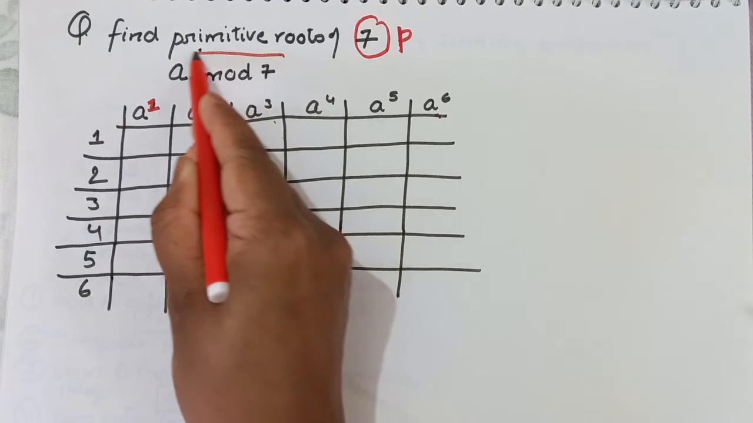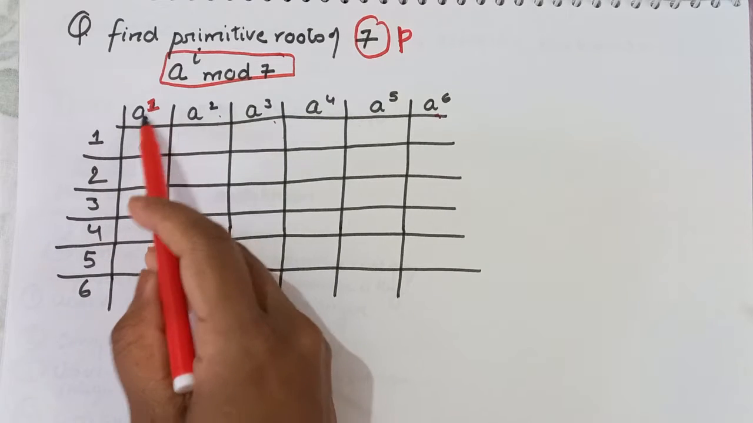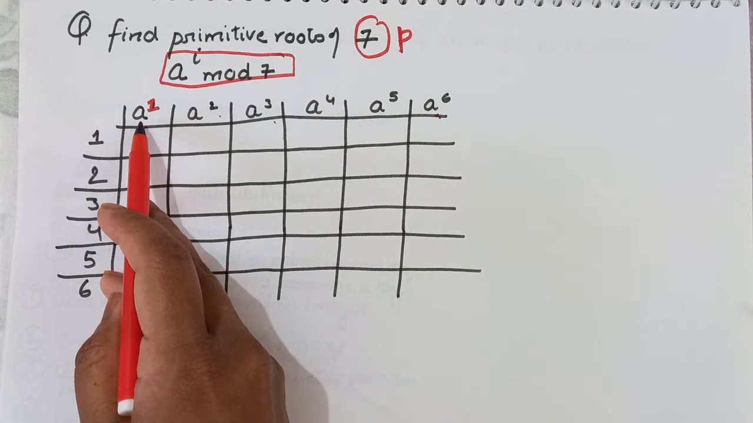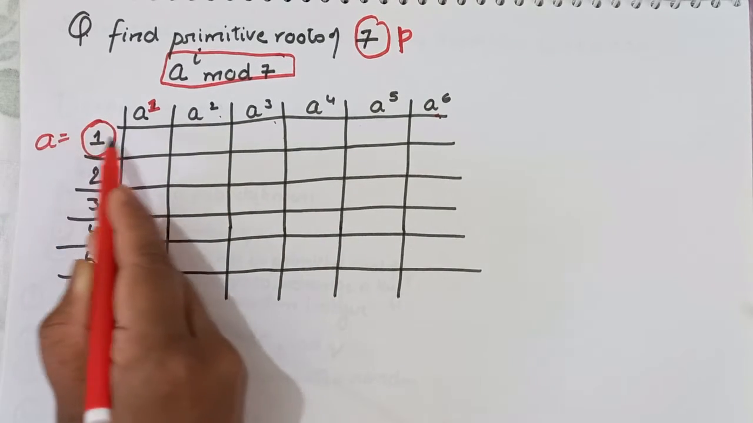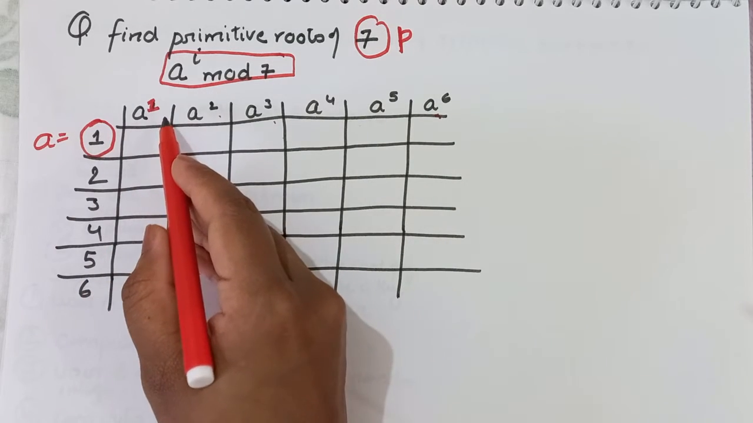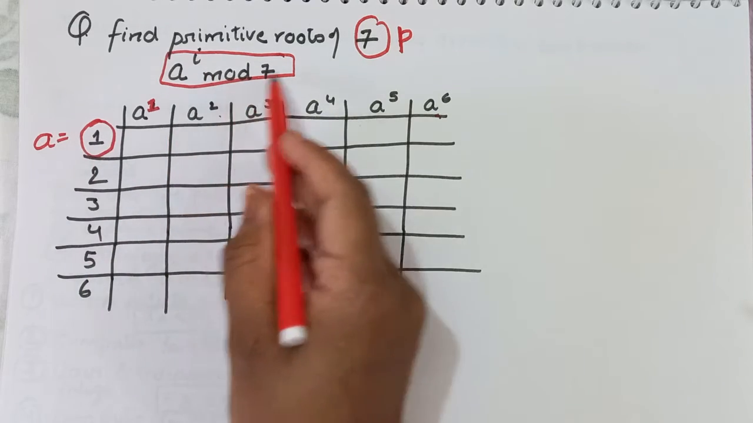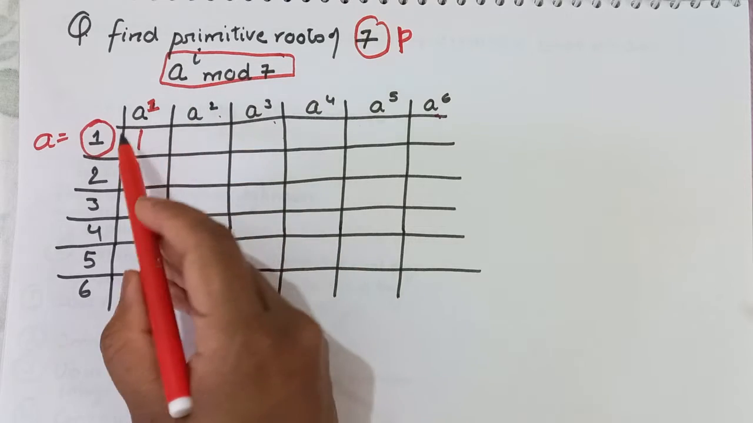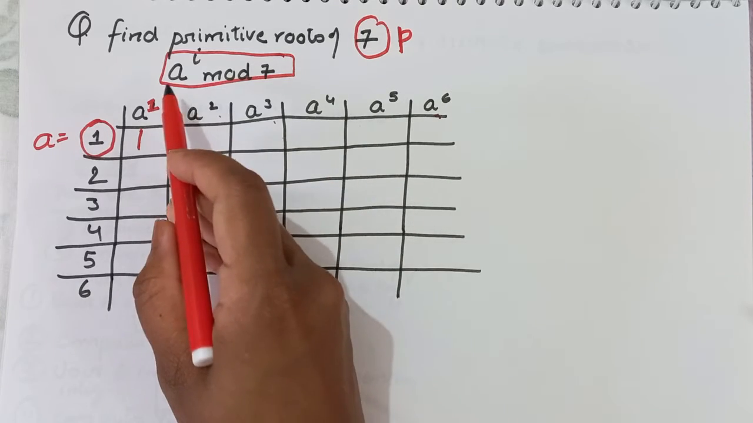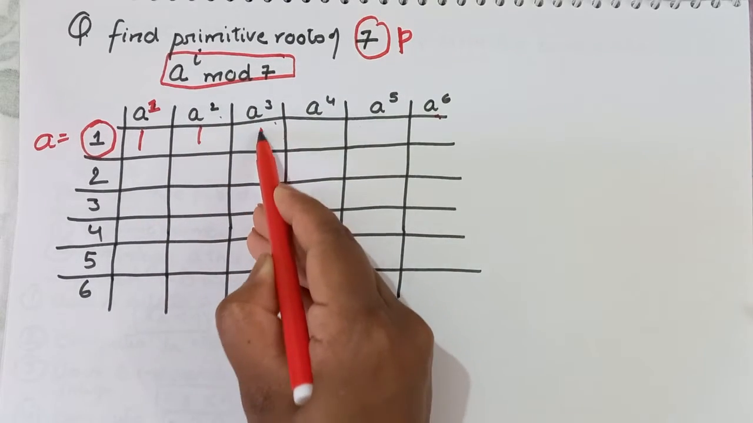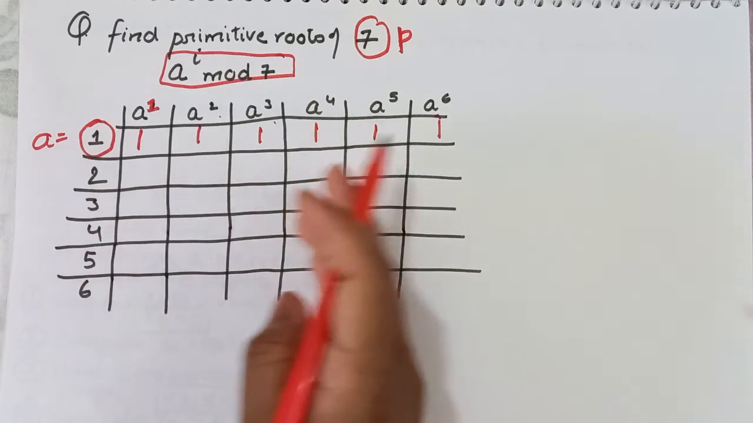How will you find out the value? Just see this. I have written a formula here: a to the power i mod 7. So here a to the power 1 mod 7. My a is first going to be 1, for the first row. If my a is 1, then 1 to the power 1 mod 7 is going to give me 1, right? 1 to the power 2 is again 1, and 1 to the power 3, 4, 5, 6, all the powers are going to be 1. So 1 mod 7 is always going to be 1. This is my first row.